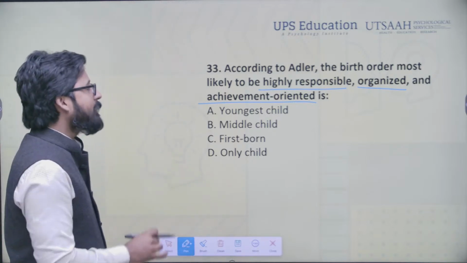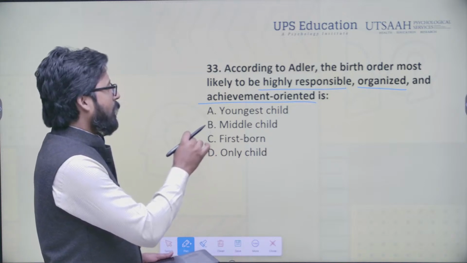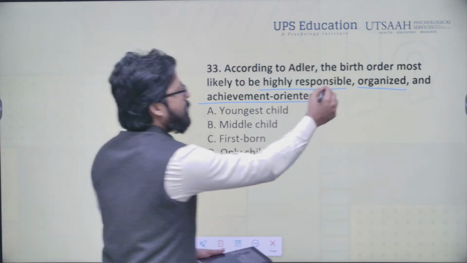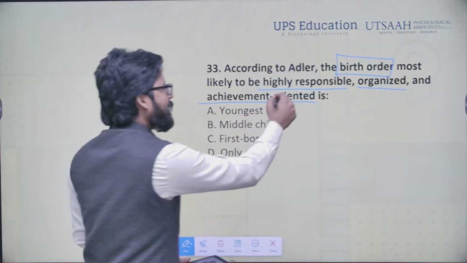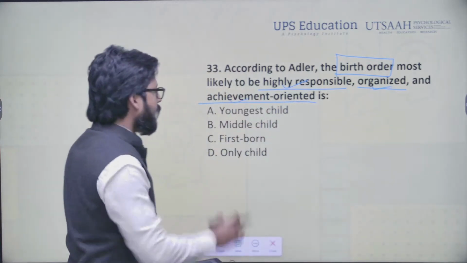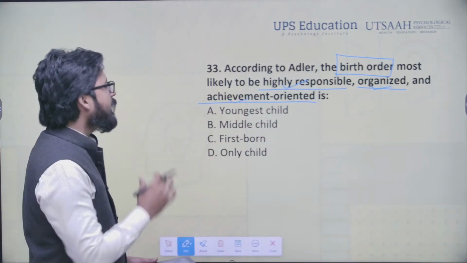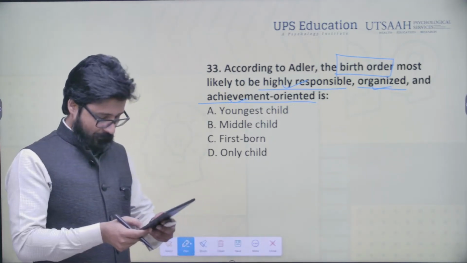According to Adler, which birth order is associated with all these characteristics: highly responsible, organized and achievement oriented? You have the options: youngest child, middle child, firstborn, only child.